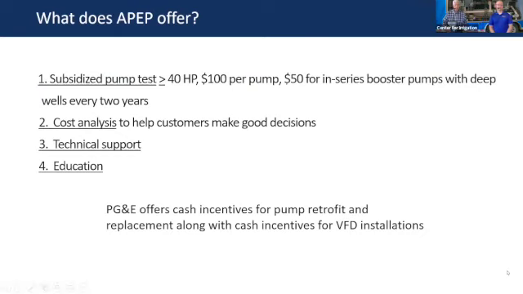Our subsidized program right now, we subsidize any pump test of 40 horsepower or greater. The subsidized testing is $100 per pump test and $50 for an in-series booster pump. These are about every 2 years or 24 months. We also do technical analysis, so we'll help the customers identify how much they can save, and how efficient their pumps are working within their system. And then, of course, we do technical support.